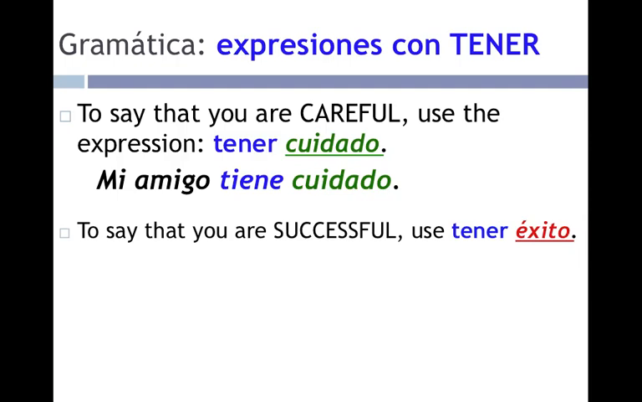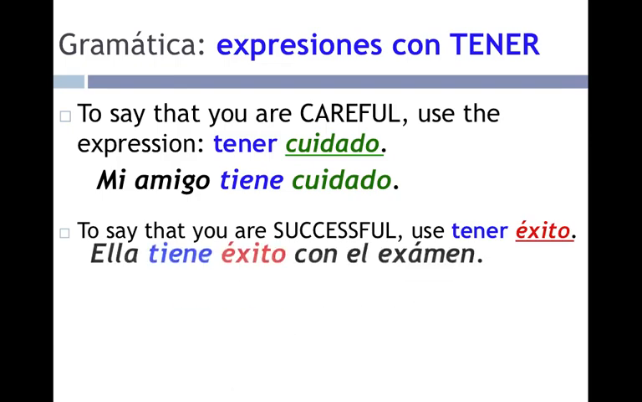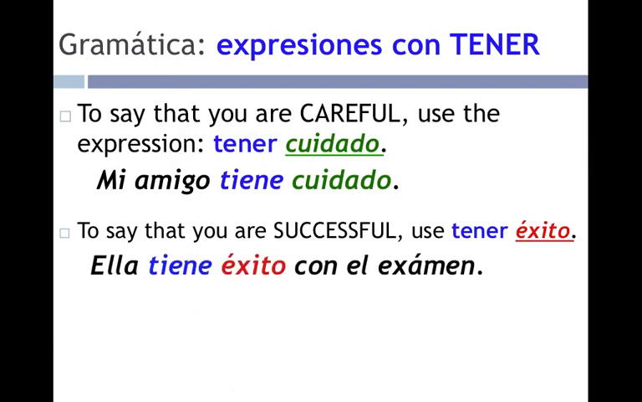To say that you are successful, once again, you have success. You are not the epitome of success, unfortunately, right? You have success. Repitan, tener éxito. Ella tiene éxito con el examen.